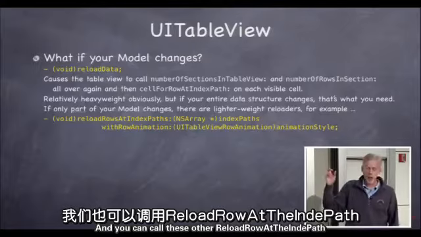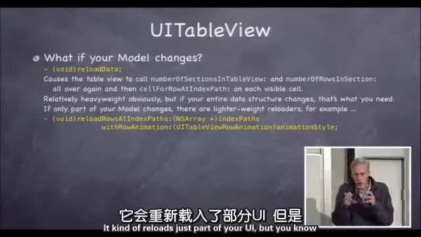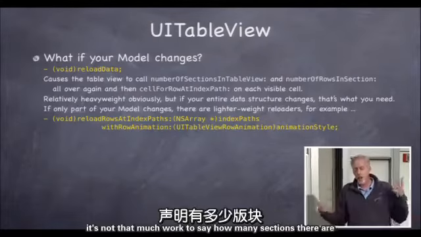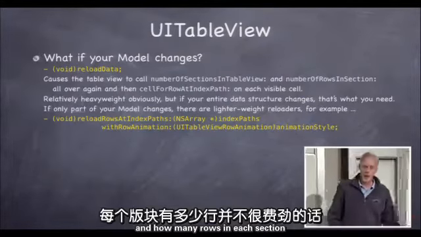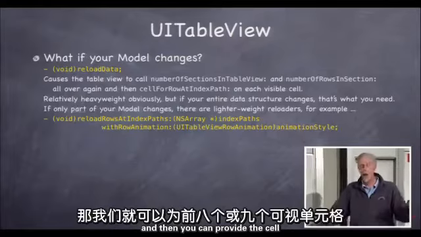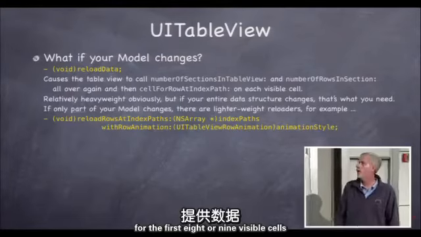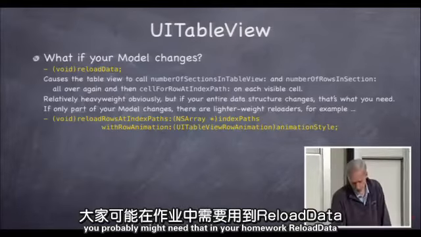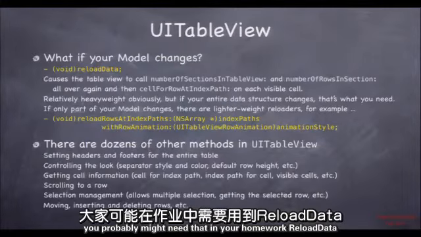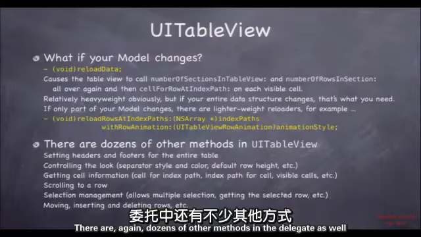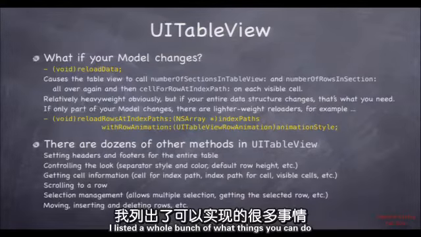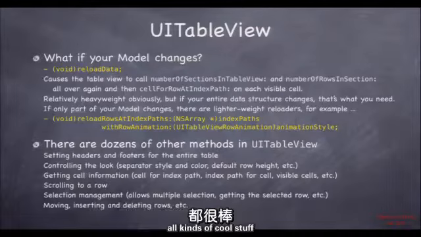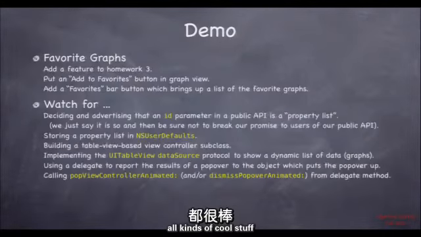And you can call these other reloadRowAtIndexPath methods to reload just parts of your UI. But if you have a fairly small model, it's not that much work to say how many sections there are and how many rows in each section, and then you provide the cell for the first 8 or 9 visible cells. So reloadData, you might well need that in your homework. There are, again, dozens of other methods in the delegate as well. I listed a whole bunch of things you can do: scrolling to certain rows, getting information about cells, all kinds of cool stuff.